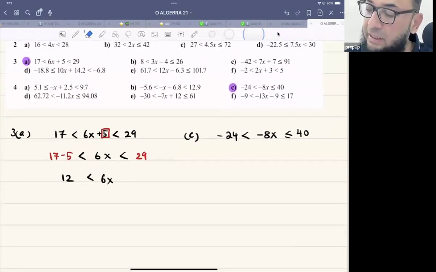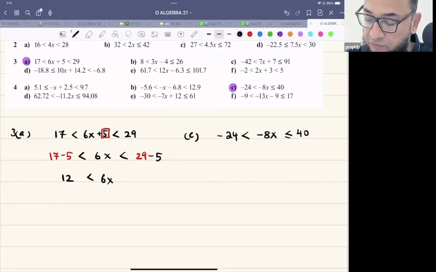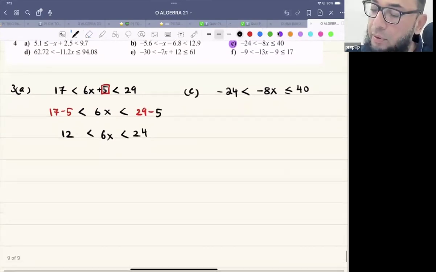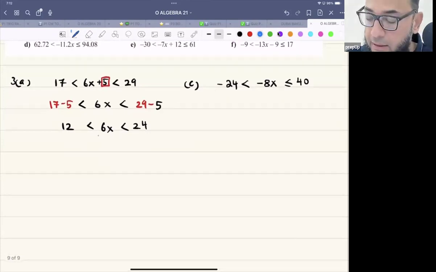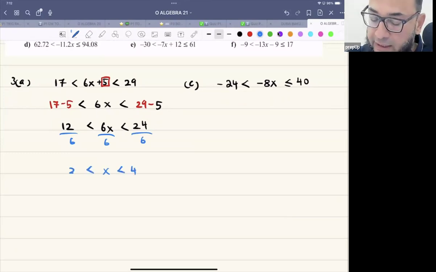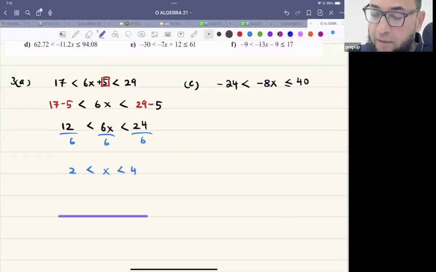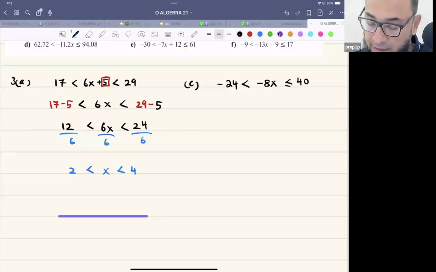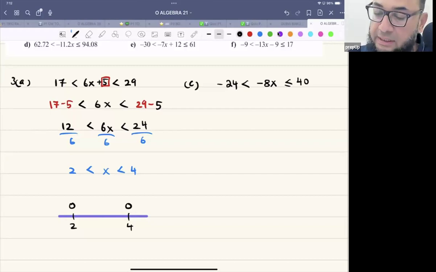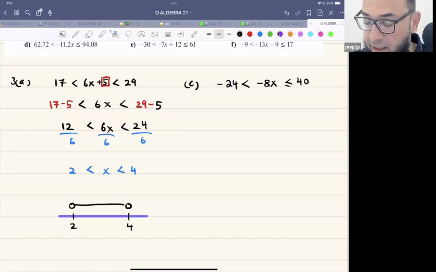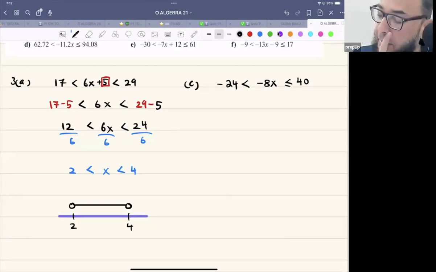Hold on for a second, let me just correct myself. This is 29 minus 5, that is 24. Now divide by 6, divide by 6, divide by 6. Therefore, x lies between 2 and 4. Number line over here. And then this is 2, this is 4, empty circles, and then a line connecting the two. Similarly, over here, negative 8x.